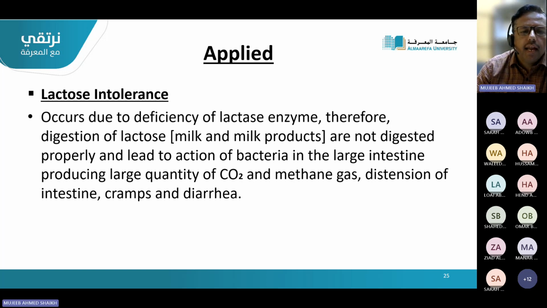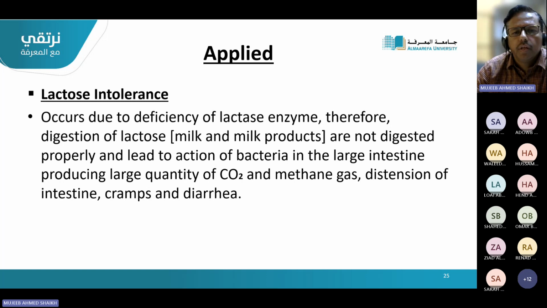So it is poorly digested, and this undigested lactose, when it enters into the large intestine, will be just like a substrate for the bacteria, for the organisms there. So they will act on this undigested lactose, which will lead to formation of CO2 and methane gas. Formation of a large quantity of CO2 and methane occurs because the lactose is coming as free or undigested lactose in the large intestine, and it will be acted upon by the colonic bacteria.